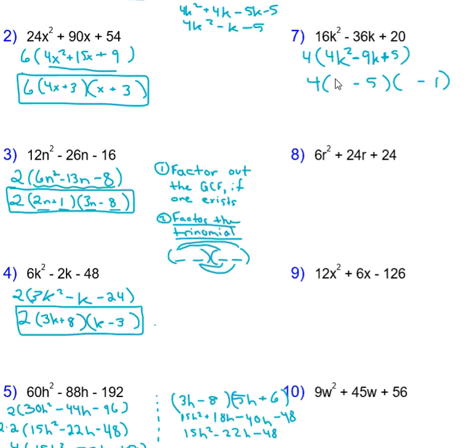So let's see if it's 4k and k, or is it 2k and 2k. So let me try 4k and k. If it's 4k and k, and multiply those, I get the 4k squared. The outside I get a negative 4k, the inside I get a negative 5k. Yep, that's that middle term. So it's got to be a 4k and k. And there it is.